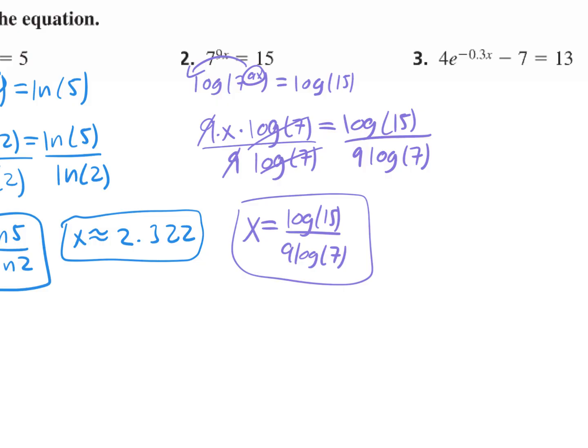Now, for our decimal approximation, just plug this entire thing into your calculator. Be mindful of parentheses, because if you just type it in exactly as you see it, you might risk getting a wrong answer from your calculator. A lot of you might do log 15 divided by 9 log 7, but make sure this 9 log 7 is in parentheses.